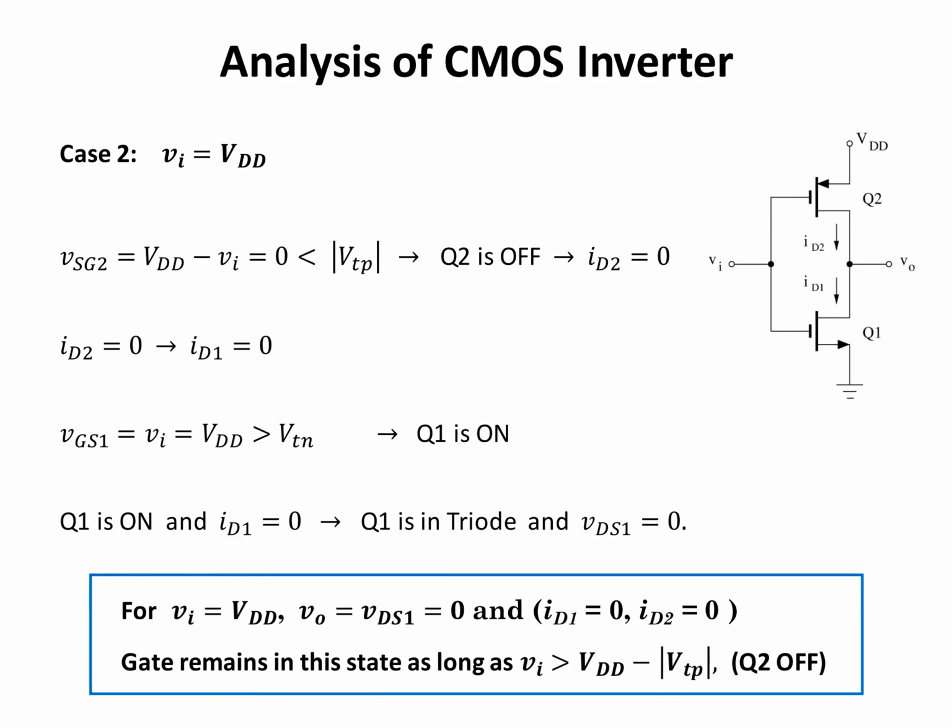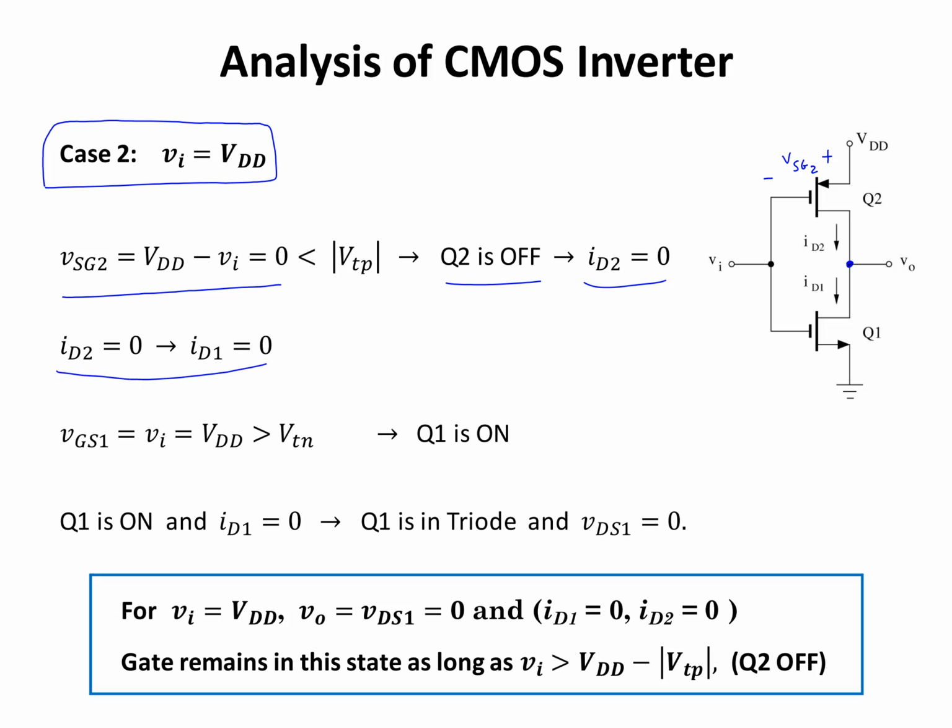Okay, so let's study the case of VI being high, or VDD. For transistor 2, I have voltage VSG2 equal to VDD minus VI. VI is VDD, so VSG2 equals 0. This is less than the threshold voltage for Q2. As a result, Q2 is off, and I know that ID2 is equal to 0. From the KCL, again, I know that ID1 and ID2 are equal, and they're equal to 0. Voltage of gate to source 1, this VGS1, equals VI, which is equal to VDD. It's greater than the threshold voltage for the NMOS transistor. As a result, Q1 is on.